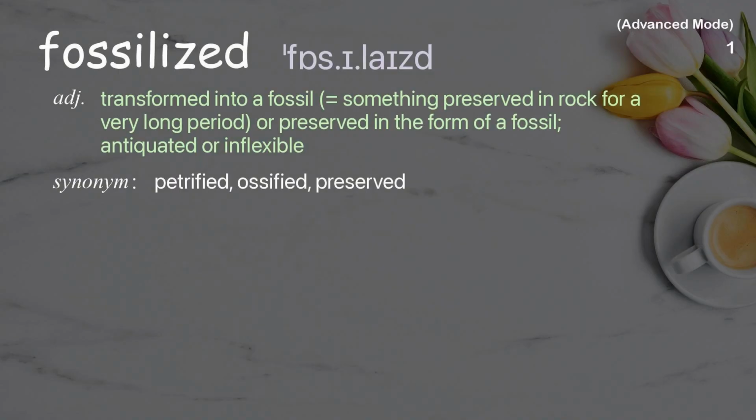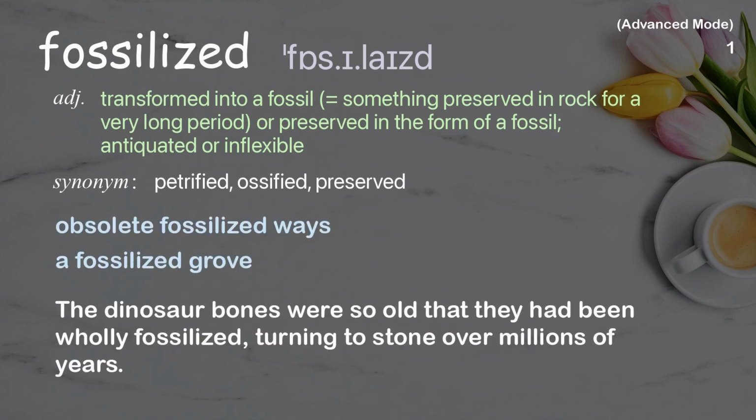Fossilized. Transformed into a fossil equals something preserved in rock for a very long period, or preserved in the form of a fossil, antiquated or inflexible. Examples: Obsolete fossilized ways. A fossilized groove. The dinosaur bones were so old that they had been wholly fossilized, turning to stone over millions of years.